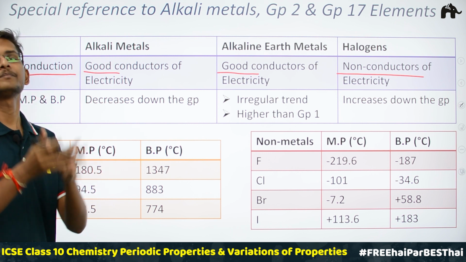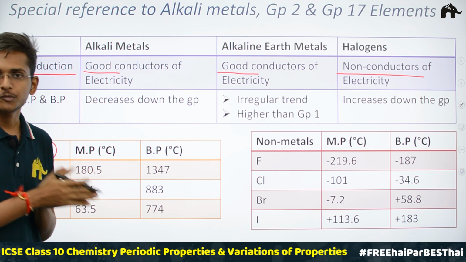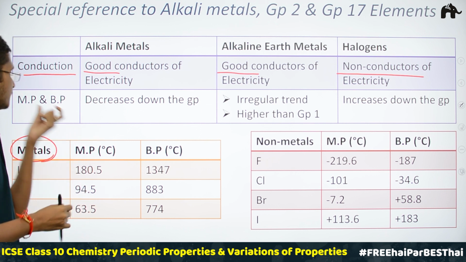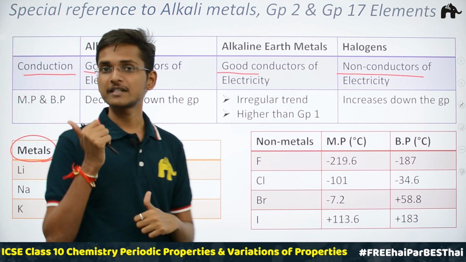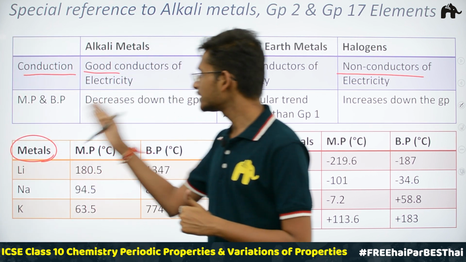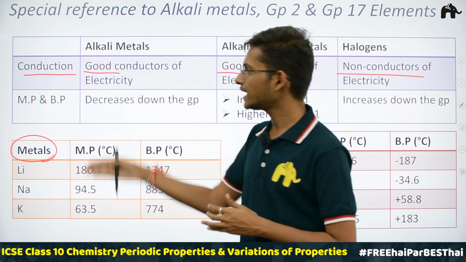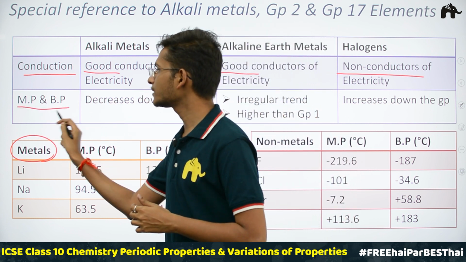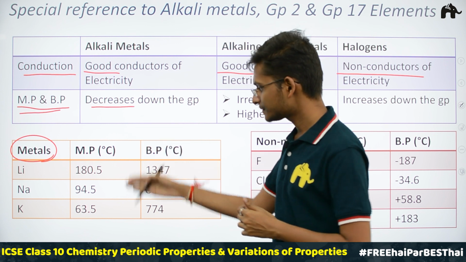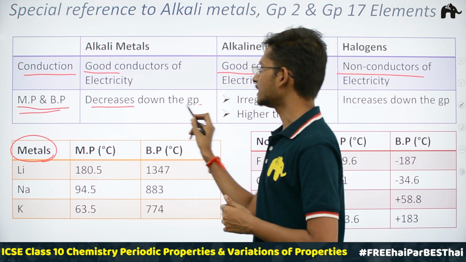So metals show a decrease in melting point and boiling point when we move down the group, but here we took the example of alkali metals, right? So at that time only we have studied this property of alkali metals, that alkali metals' melting point and boiling point decreases, okay, as we move down the group.